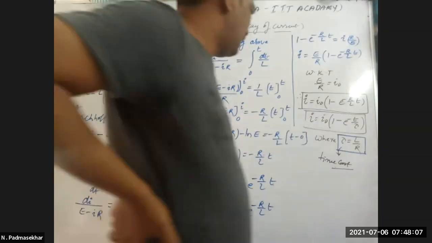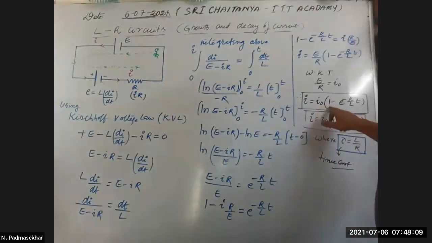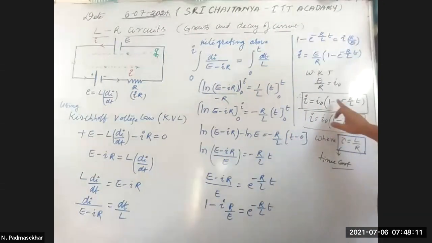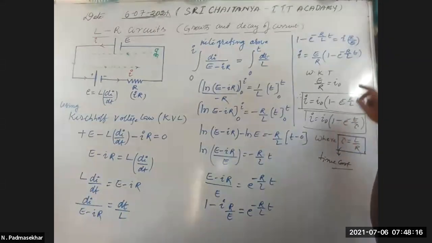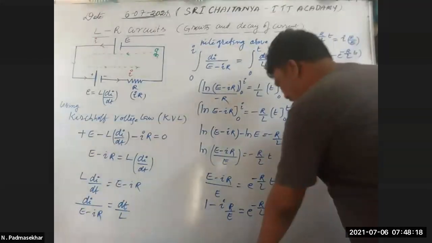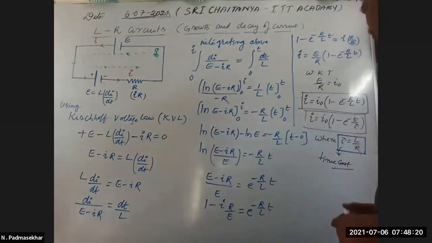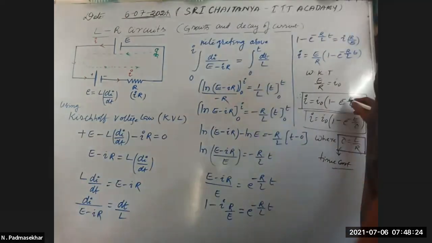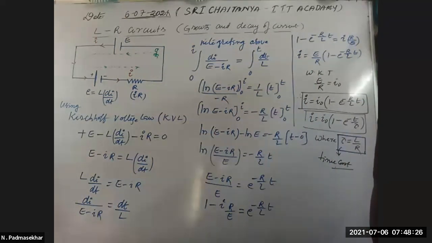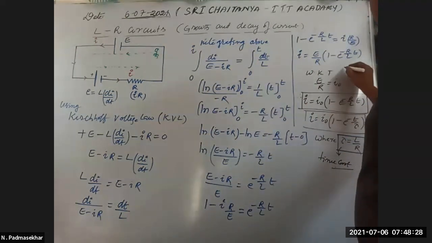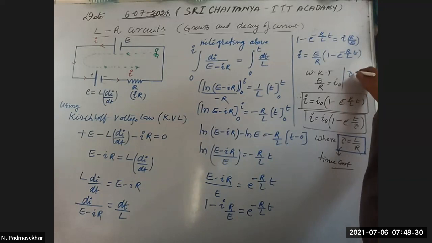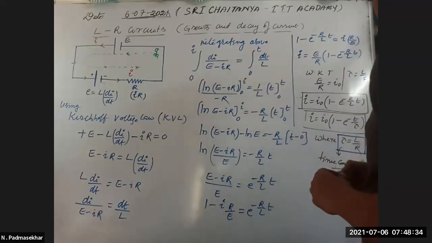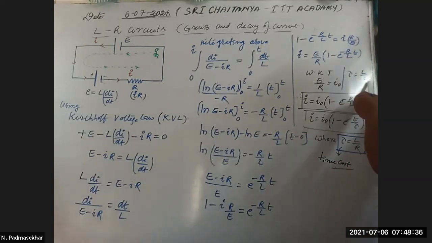I is equal to I naught (1 minus e to the power of minus R by L into t). Instead of first writing the time constant, I directly take e to the power of minus R by L into t. In general, the time constant is equal to L by R. So time constant is L by R.